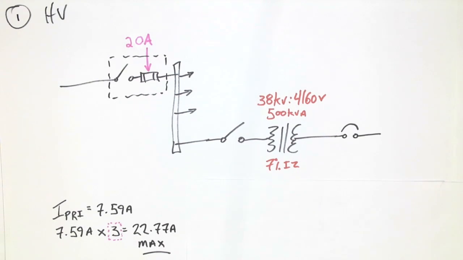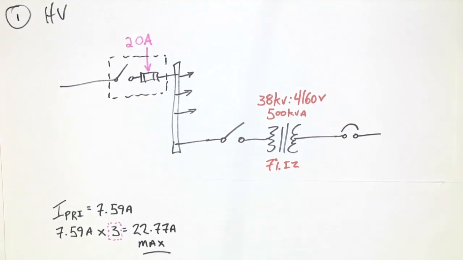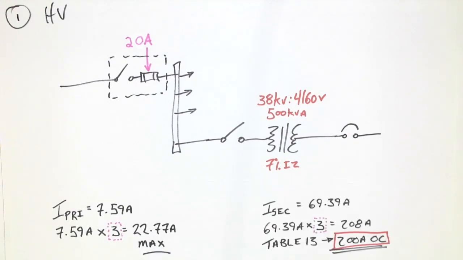And so again, we have to go to the secondary side, high voltage in table 50, 7% IZ, and determine what the multiplier is for this item. The secondary current is 69.39 amps. The multiplier given is 300%, which gives us 208 amps.